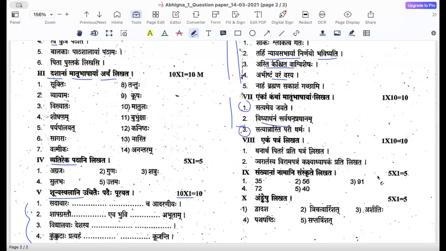You write one story in your language. You can write it in Sanskritam also. You can write it in Matribhasha also. Is that clear? The next one.